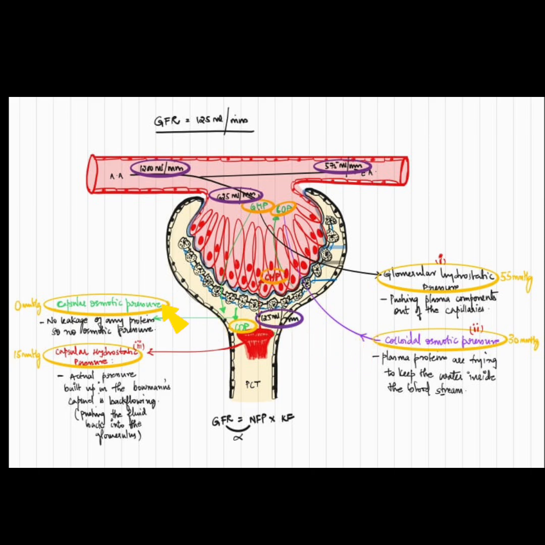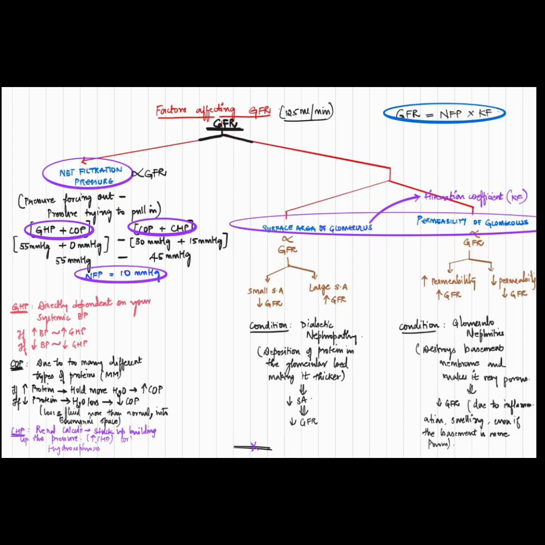The capsular osmotic pressure is 0 as there is no leakage of any of the proteins. The other pressure is capsular hydrostatic pressure. Here the pressure gets built up in the Bowman's capsule, and this then backflows, pushing the fluid back into the glomerulus, which is 15 mm of mercury. Let us now see the next part, the factors affecting the glomerular filtration rate.